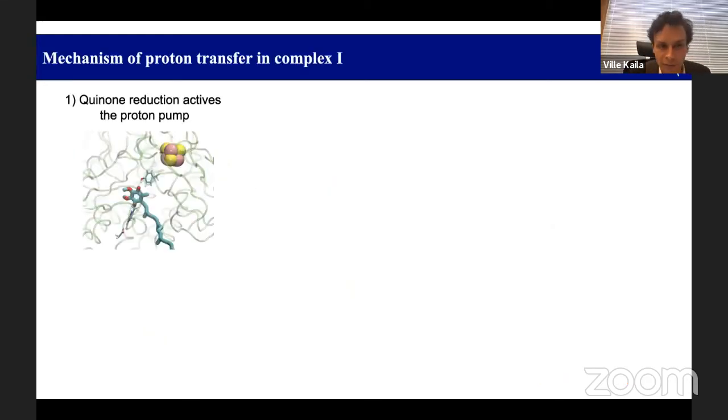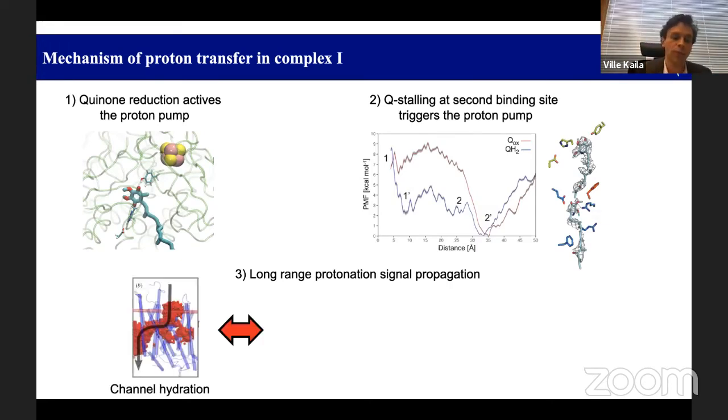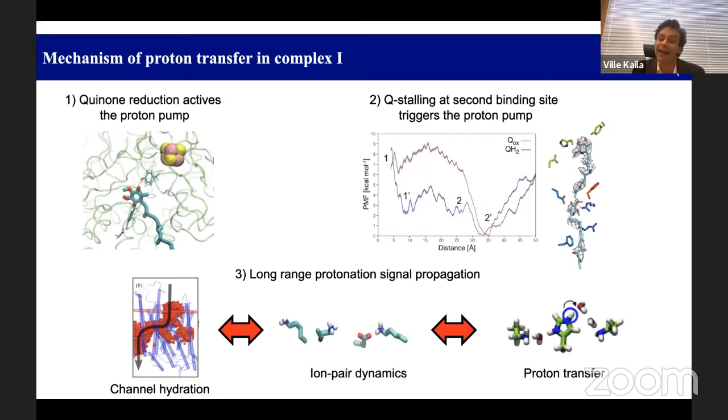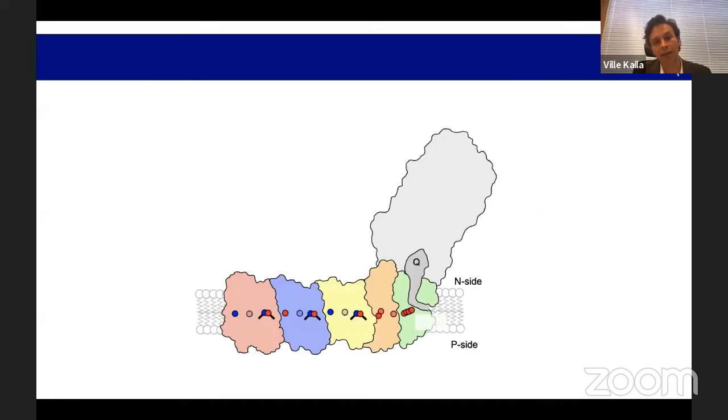So we could put all of this together basically to say that the quinone reduction chemistry by these local residues activates the proton pumping process. The quinone has a second binding site in the membrane domain, which brings it closer to the proton pumping subunits. And then we have these long-range signal propagation processes, which take place by a channel hydration process, by ion pair dynamics, and then by this coupled proton transfer process. And of course, the proton transfer wouldn't be possible without controlling the hydration state of the system. So we can draw up a mechanistic picture based on this.